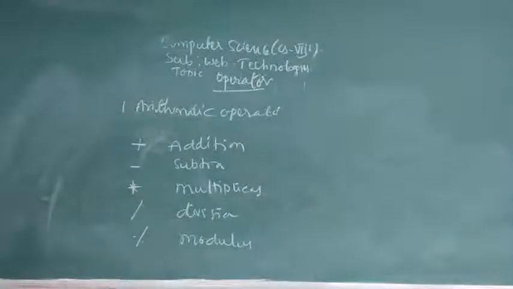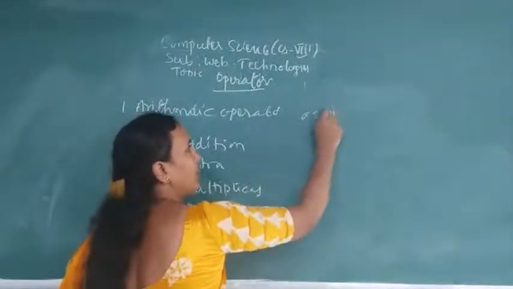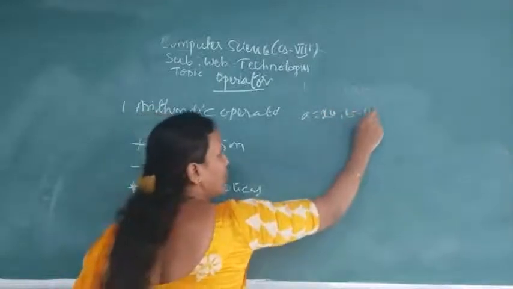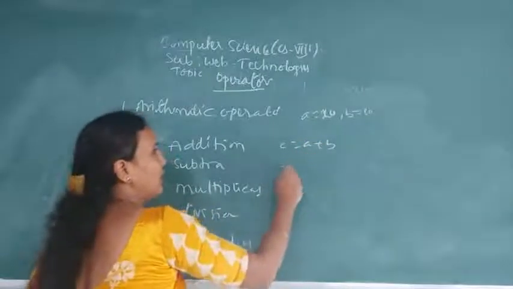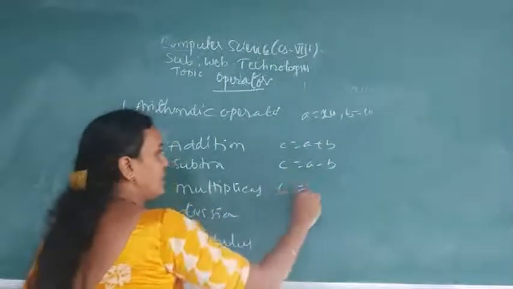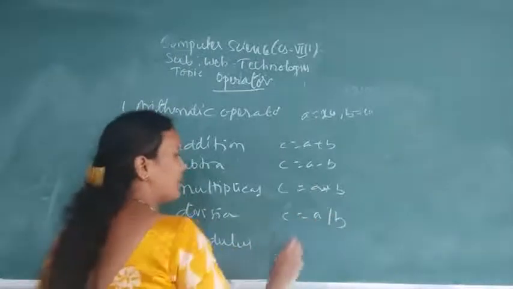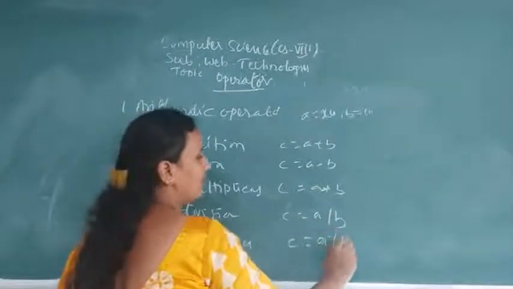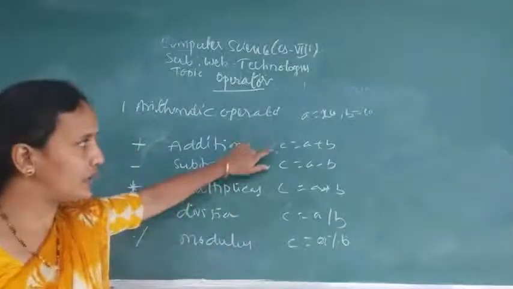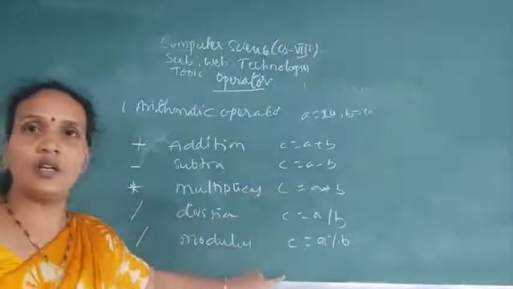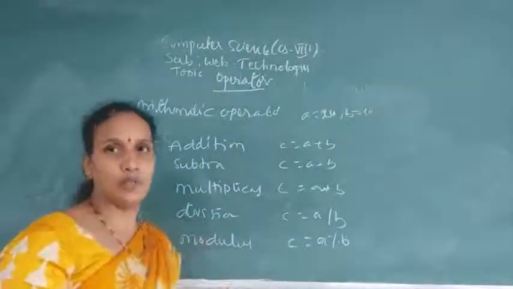Now, two operands we take. A equals 20, B equals 10. Two values. If I write like this: C equals A plus B, C equals A minus B, C equals A into B, C equals A by B, C equals A modulus B. Actually, you are supposed to write this type of expression in your JavaScript code. Now, when you write this, what output will you get?